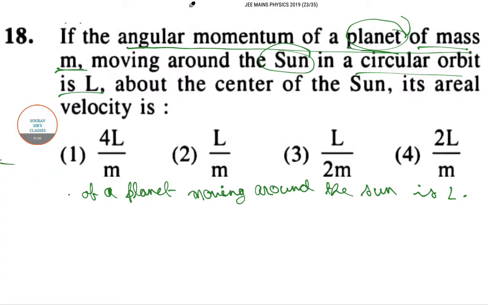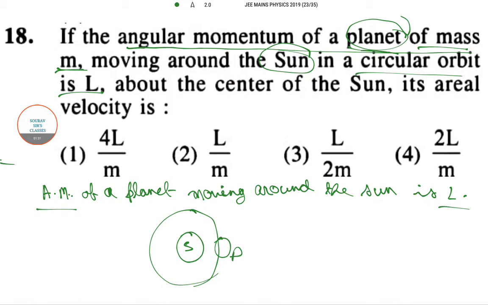Here, this is the angular momentum of a planet. So, a planet is moving. If this is the sun, this is the planet moving around the sun in a circular orbit of angular momentum L about the center of the sun.